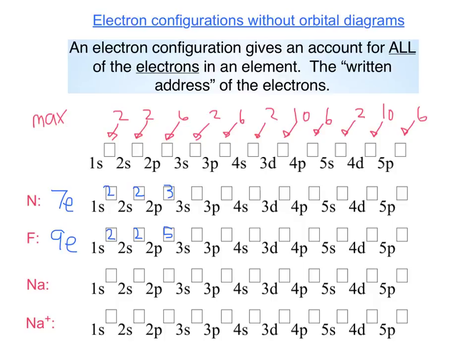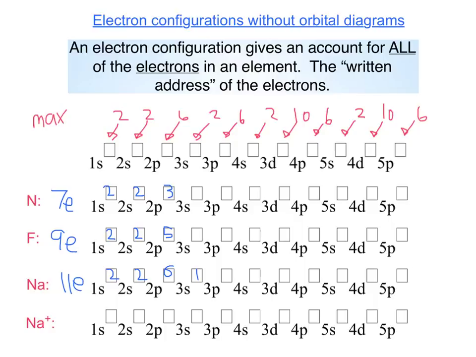Now let's try sodium. Sodium has 11 electrons. I'm going to fill this out. 2. So far I've used 4 out of the 11, so I have 7 more. But 7 is greater than 6, so the maximum I can put here is 6. So far now I have used 10, and I have 1 more left over, so this is 1. So again, total 2 plus 2 plus 6 plus 1 is equal to 11 electrons.